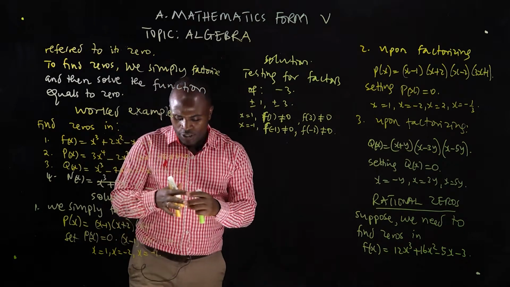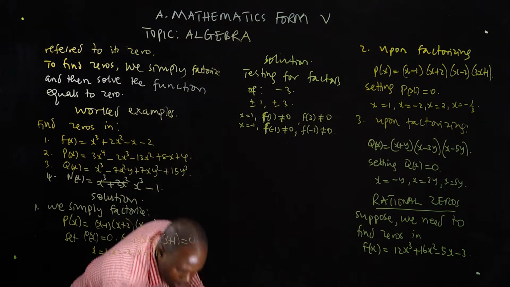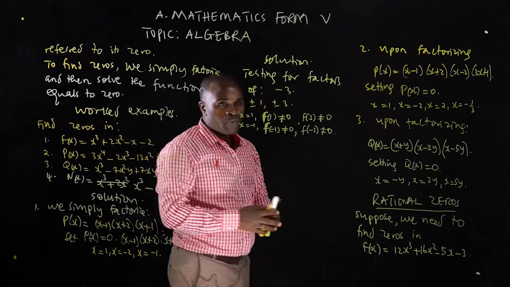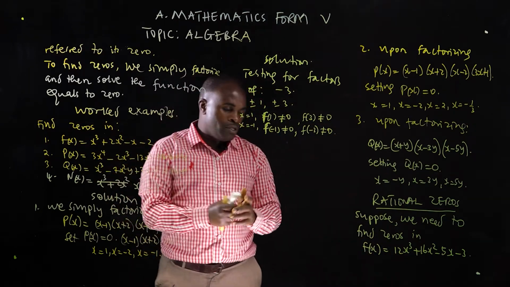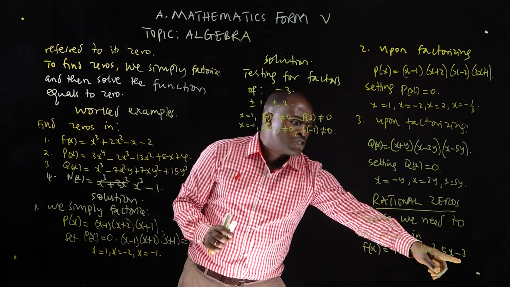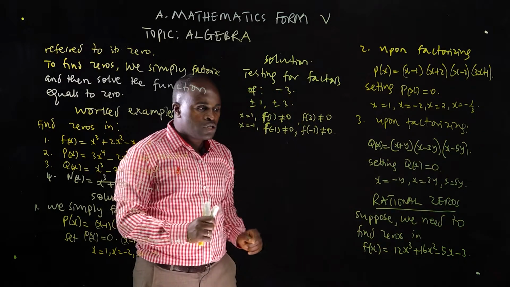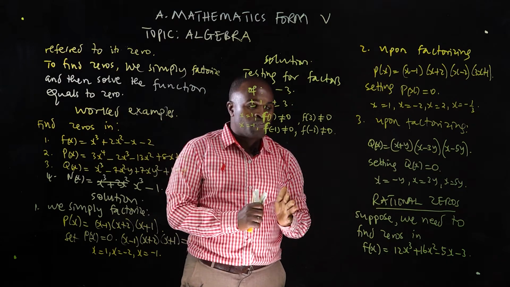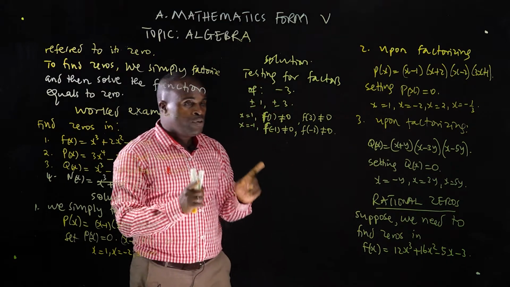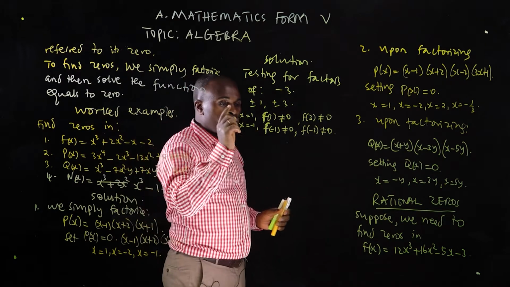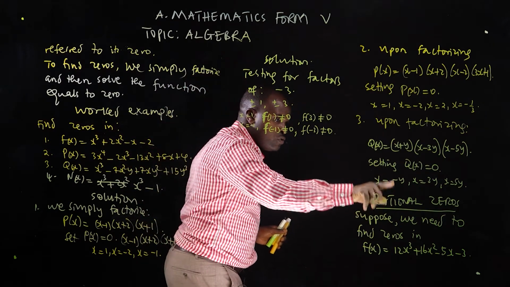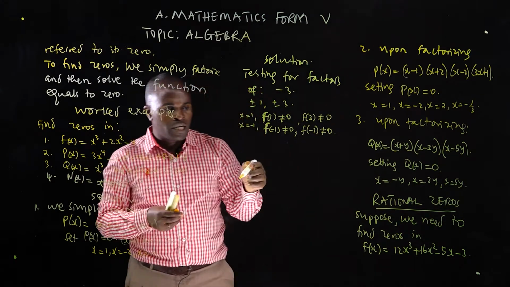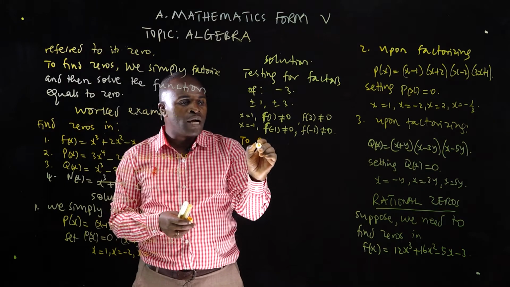So in a situation like this, when we want to find the zeros and all the numbers tested, which are the factors of the constant term, do not make the function give 0, then you start factorizing and at the end find the zeros. In that case you note that there must be what we call rational zeros. Now how do we find rational zeros? Factorization by rational zeros: to factorize here, we use rational numbers.